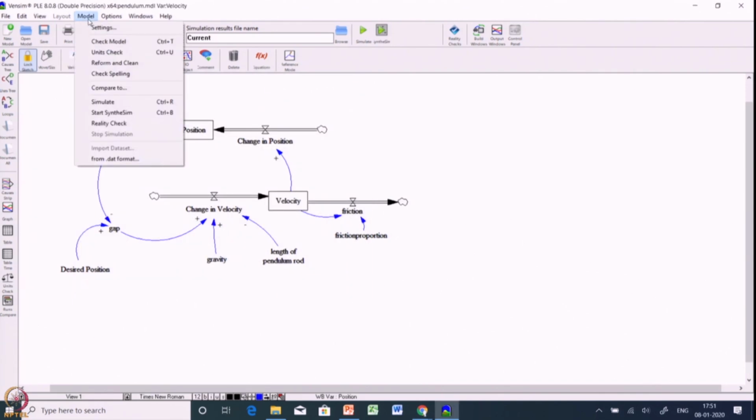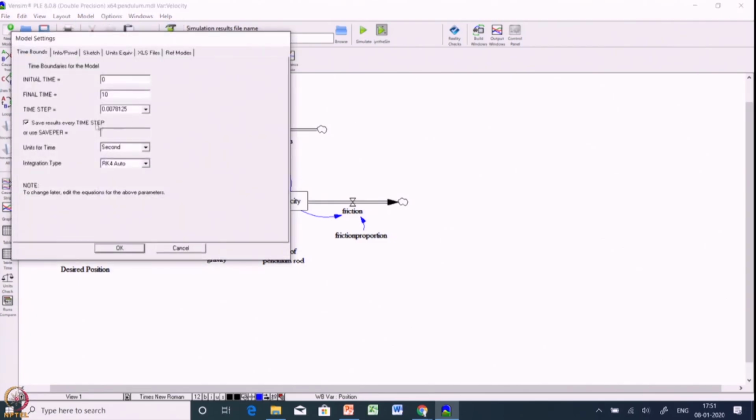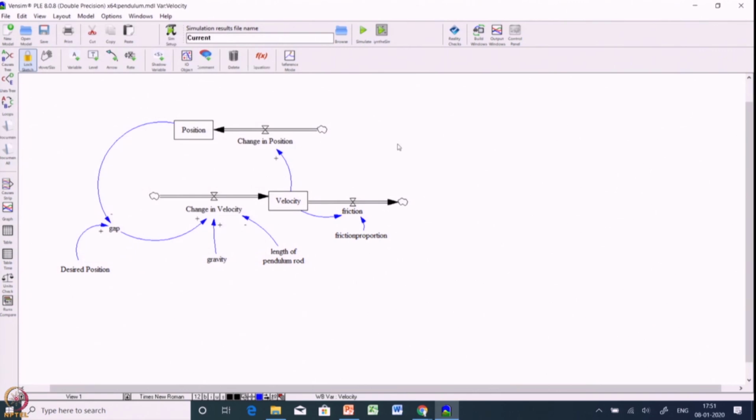Also, let us quickly go to the model settings and see what is happening. So here initial time is 0, final time is 10. Look at the time step, it is the smallest possible time step, and the integration type is taken as RK4 or Runge-Kutta 4. So this allows a more precise integration to avoid the integration errors. So to simulate this behavior, you need to have a very small time step with integration type as RK4.